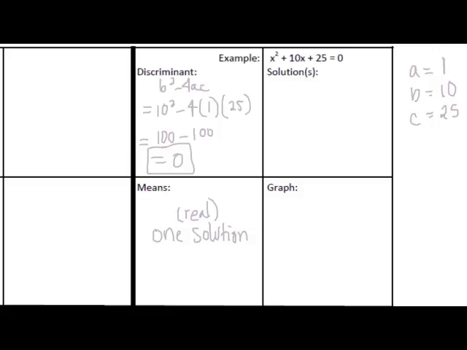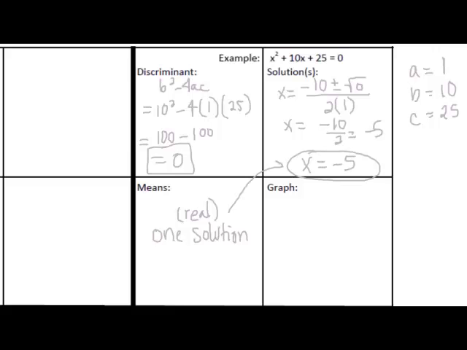So if we solve using the quadratic formula, x equals the opposite of b, so our b is 10, so it's negative 10, plus or minus the square root of 0, all over 2 times a, which is 1. So this is x equals negative 10 over 2, which is negative 5. So x equals negative 5. So as we can see, we got one real solution.